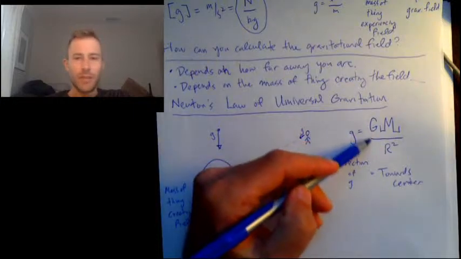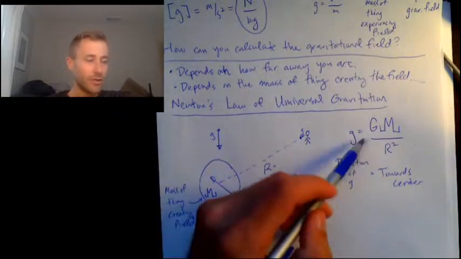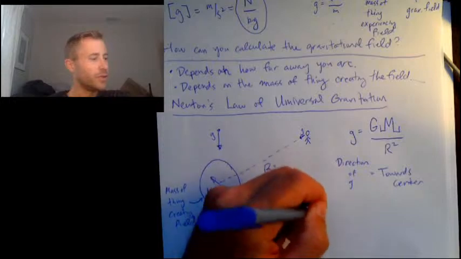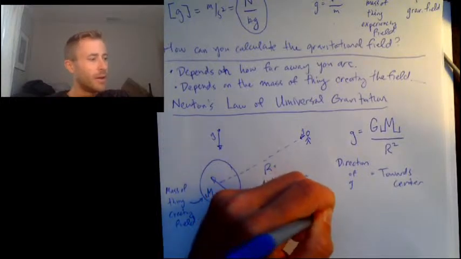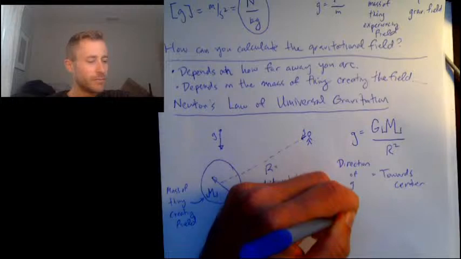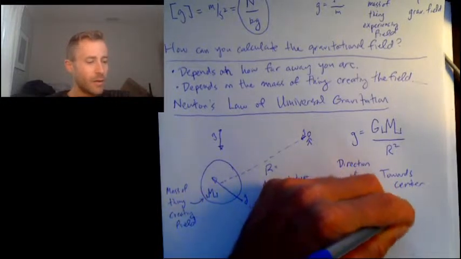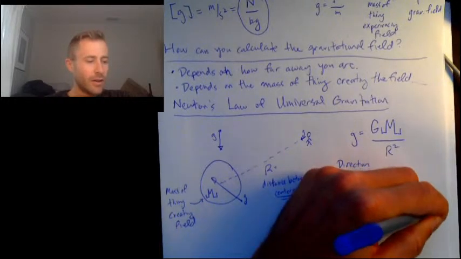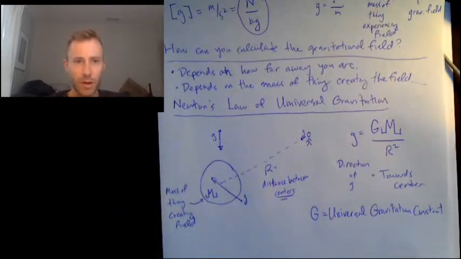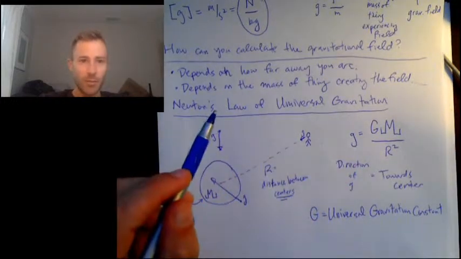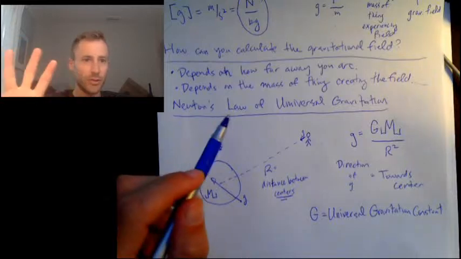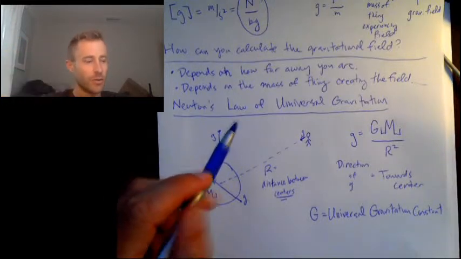Now this constant, big G, is not the same thing as little g. This is a constant of nature, big G, and it's called the universal gravitation constant. I guess this is sort of our first example of a constant of nature. A constant of nature means that it's just a property of the universe, if you will. So this big G is the same number no matter what calculation you're doing. It's a constant of the universe, okay?